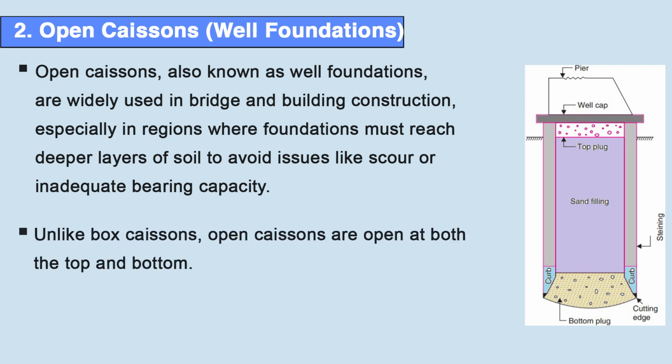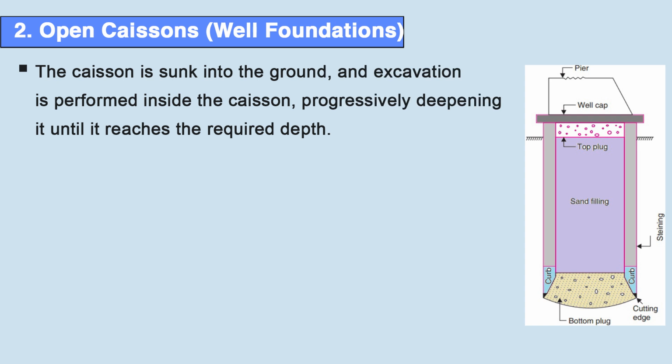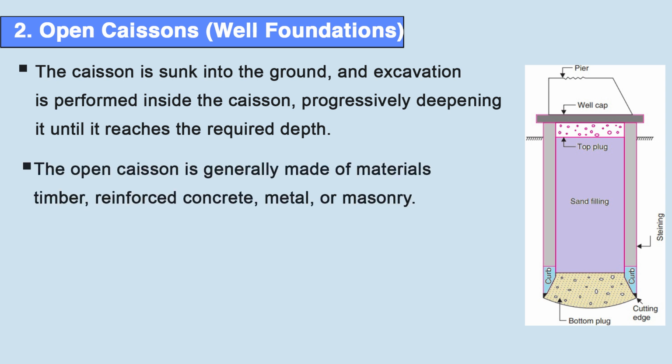Unlike box caisson, open caissons are open at the top and bottom. The caisson is sunk into the ground and excavation is performed inside the caisson, progressively deepening it until it reaches the required depth. The open caisson is generally made of materials like timber, reinforced concrete, metal or masonry.